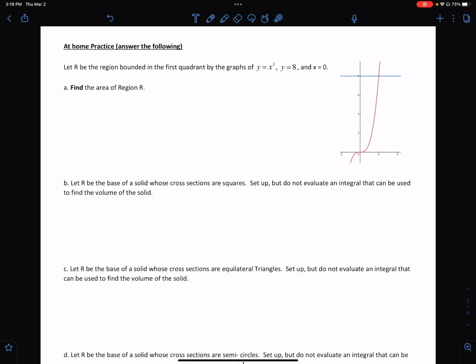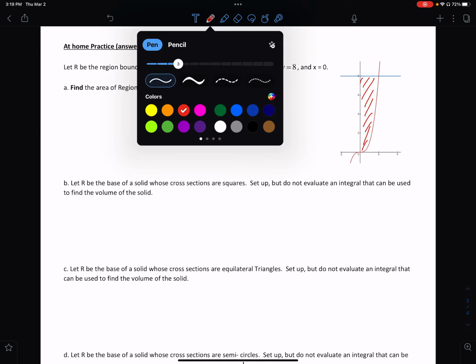For this example, we're going to look at an AP-style question. They're saying, let R be the region bounded in the first quadrant by the graphs of y equals x cubed, that's this little cube function right here, y equals 8, which is our line right here, and x equals 0, which is just the y-axis. So we're going to shade that region in. There it is right there. That's the region we're going to be looking at, and we're going to answer some questions on this.